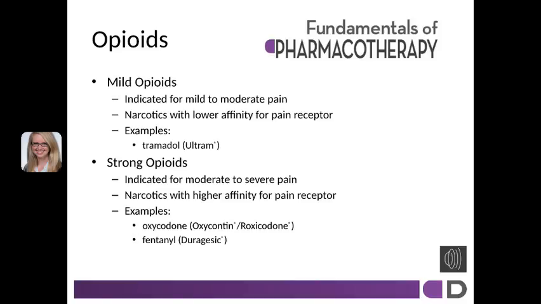The stronger opioids are generally reserved for moderate to severe pain. They have stronger affinity for the mu receptor, and an example of a stronger opioid, again, would be oxycodone or fentanyl. These are controlled medications because of their higher potential for abuse and addiction.